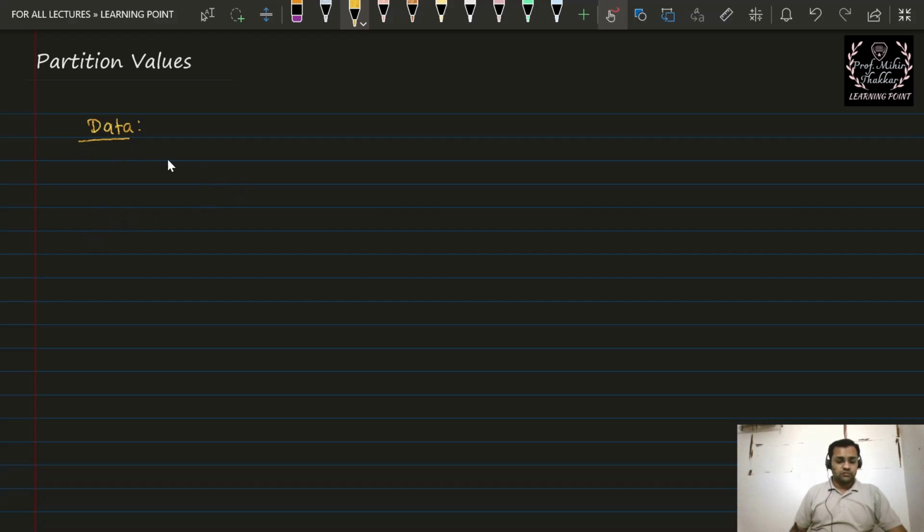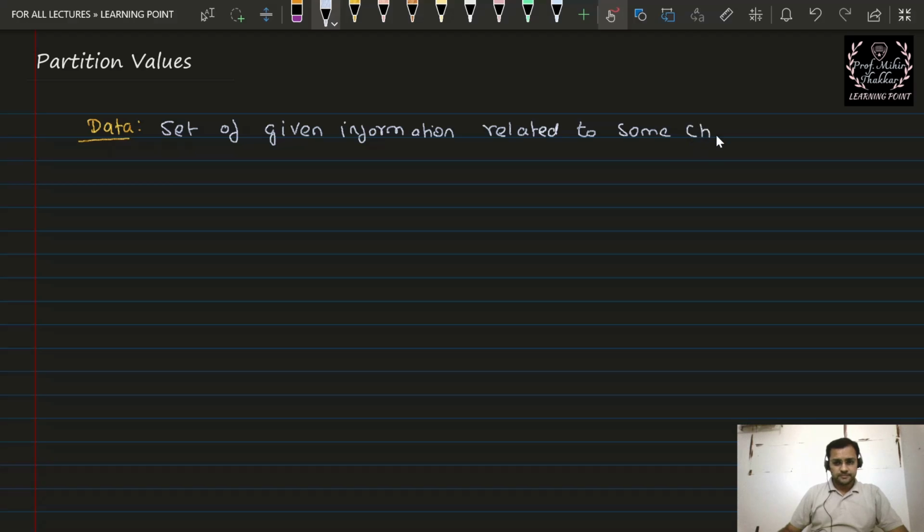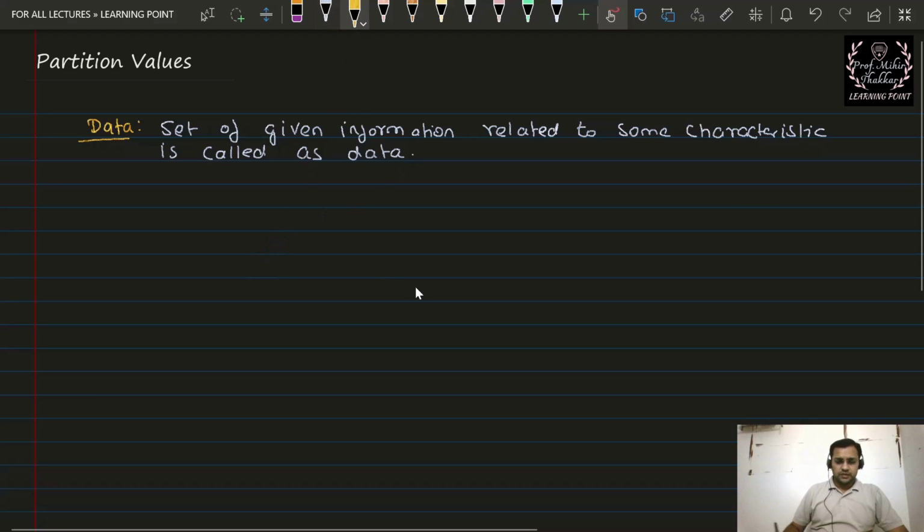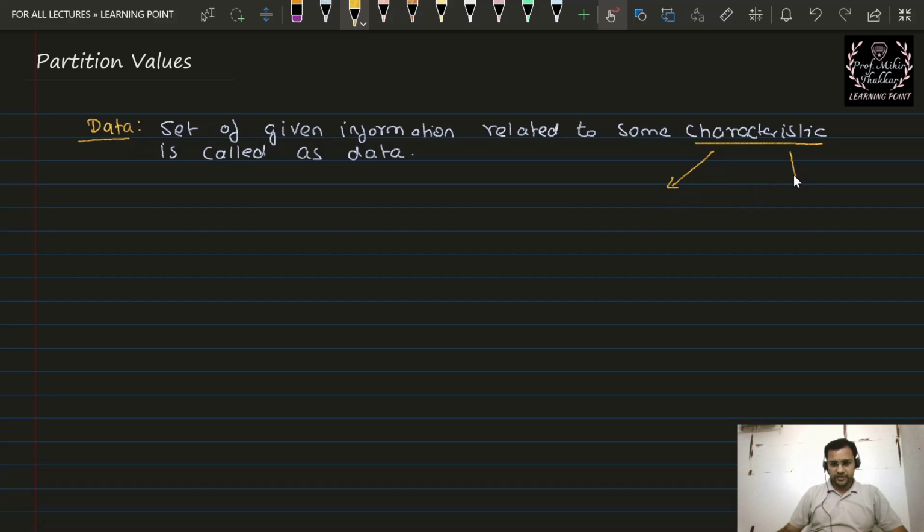data. So now, what exactly is data? Set of given information related to some characteristic is called as a data. Now, when you talk about the characteristic, there can be two kinds of characteristics.